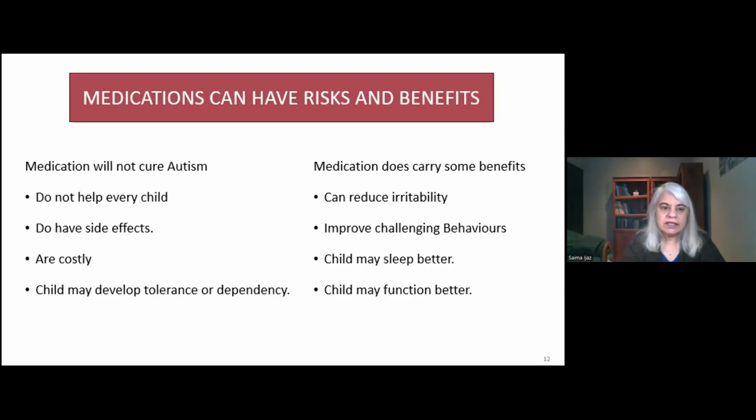Atypical antipsychotics are given to treat irritability in autistic children experiencing self-harm due to headbanging, self-biting, and self-hitting. Benefits of the medication are carefully evaluated as it has considerable risks involved. Parents need to know that medication will not cure autism, and that it does not help every child. It does have side effects, so some blood monitoring will have to be done.